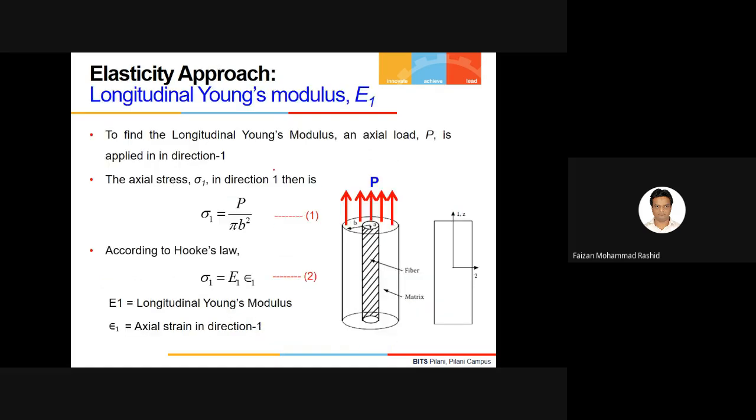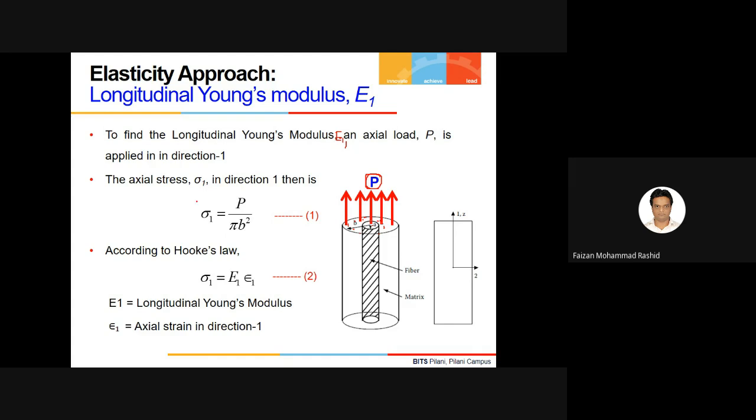So how are things done here? For the longitudinal Young's modulus E1, we apply a force P. The force is applied in such a way that it acts on the fiber also, though I have not shown it here, and it acts on the matrix also. It acts everywhere, so it is an evenly distributed force.